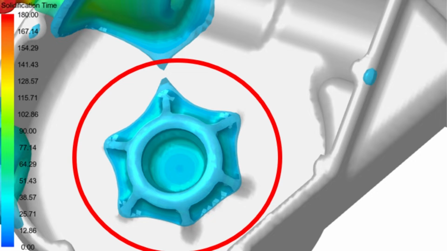Our simulation software suggested that the feature in the red circle on this aluminum casting was remaining liquid, which is indicated by the blue color, while the surrounding metal was already solidified, which are the gray areas. As the metal solidifies, it shrinks, which means it needs to be fed with additional molten metal, or cavities or voids will be created in the casting. Because of this, we would expect defects to be found in the area of the red circle.